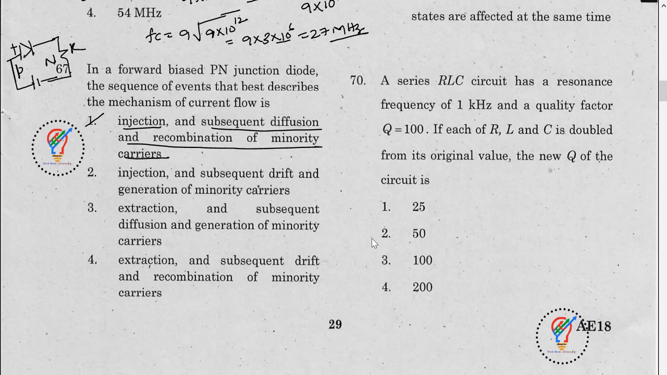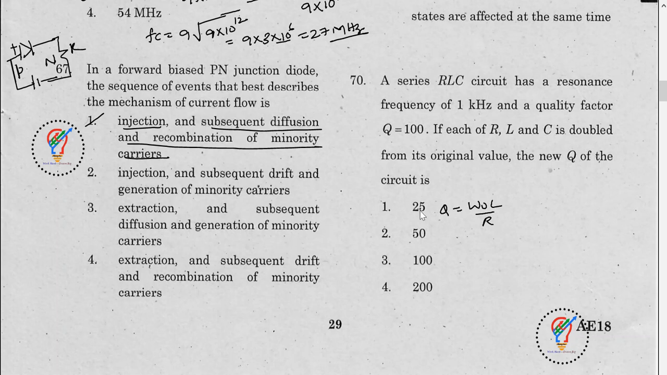Next question here. A series RLC circuit has a resonance frequency of 1 kHz and a quality factor of Q equal to 100. If R, L and C are doubled from the original value, then what is the new Q of the circuit? So we know that the quality factor of this series circuit is Q equal to omega naught L divided by R here.